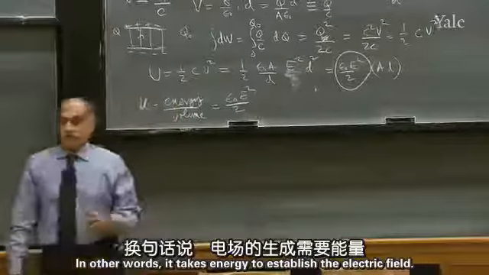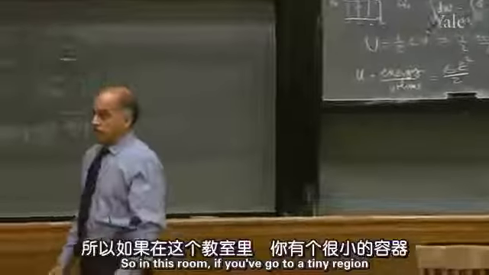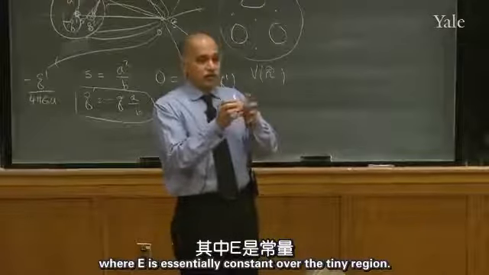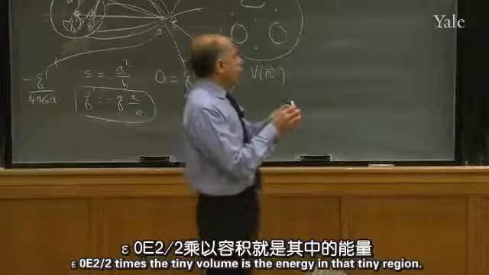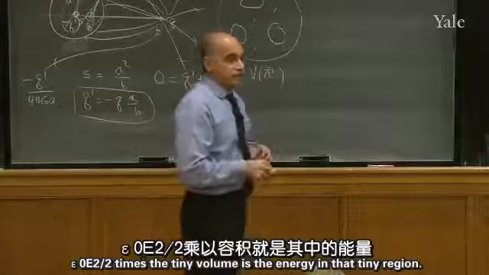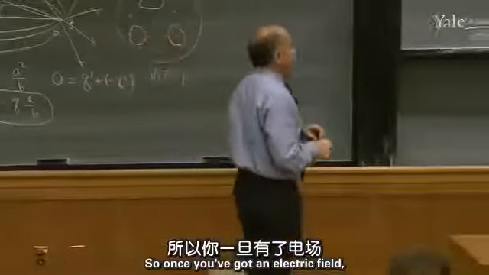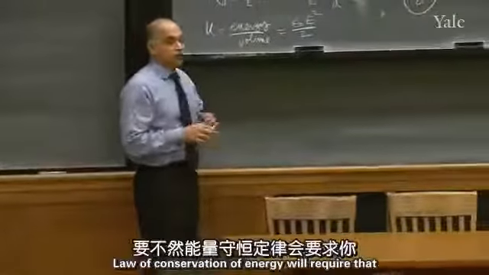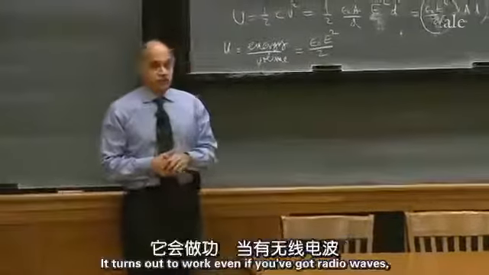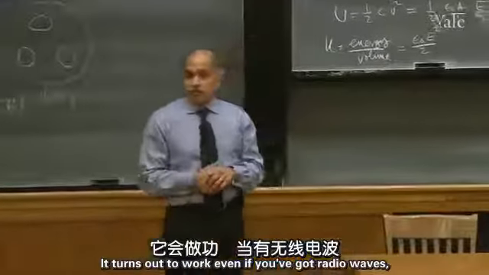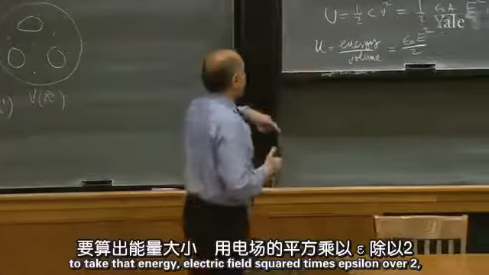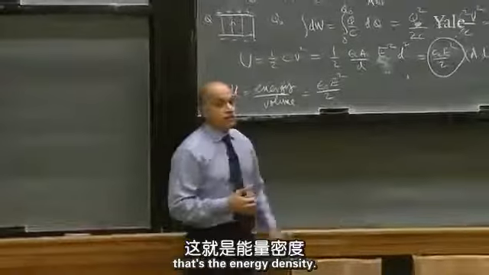In other words, it takes energy to establish the electric field. So in this room, if you go to a tiny region where E is essentially constant, epsilon 0 E squared over 2 times the tiny volume is the energy in that tiny region. Once you've got an electric field, it just cannot disappear. The law of conservation of energy will require that you account for it. It turns out to work even if you've got radio waves, electromagnetic waves going anywhere. Electric field squared times epsilon over 2 is the energy density.